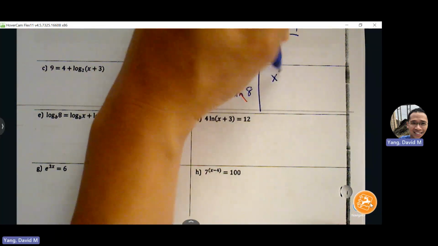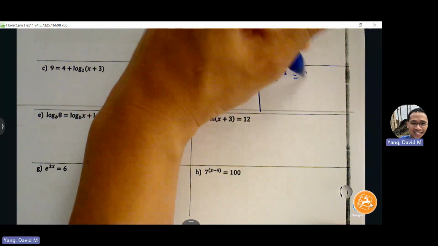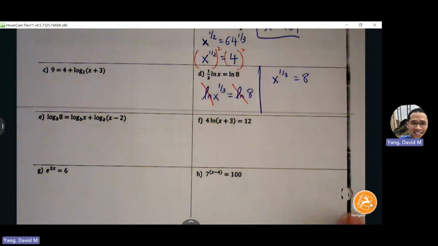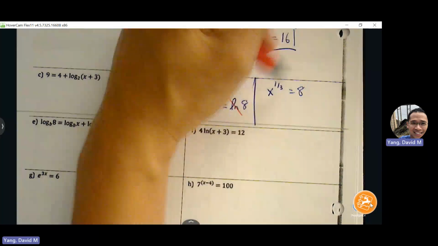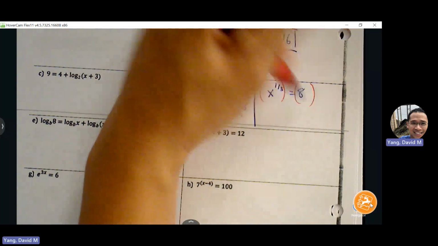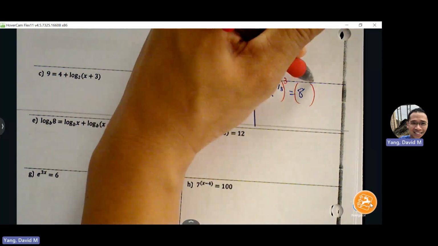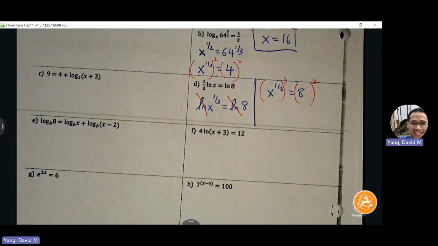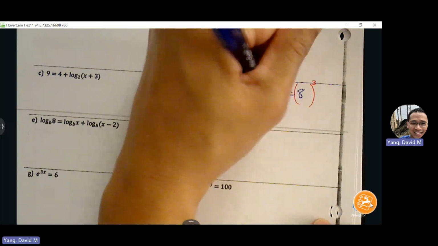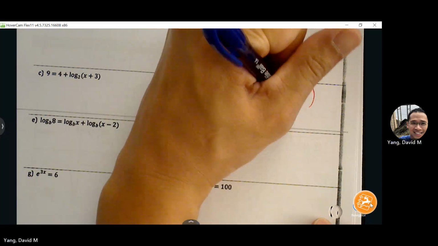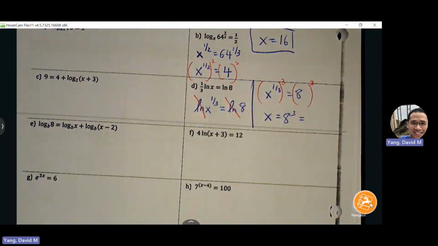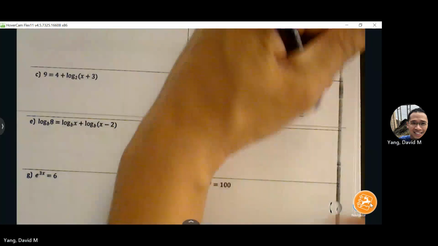So x to the 1/3 equals 8. Basically, that's cube root of x. So I want to undo that cube root, so I can raise both sides to the exponent of 3. 1/3 times 3 is 1. And then 8 to the 3rd power is 512.